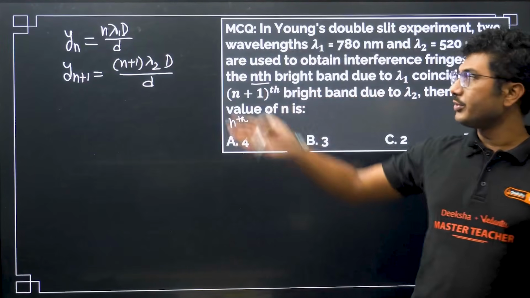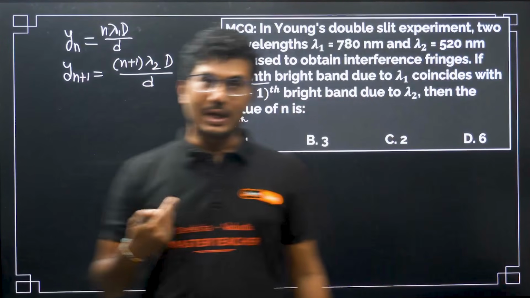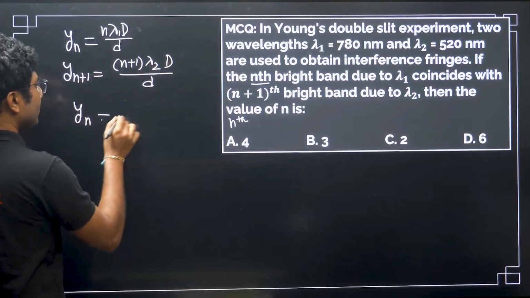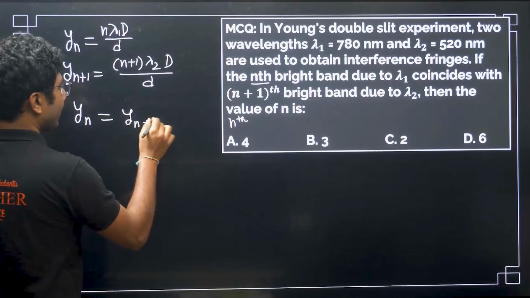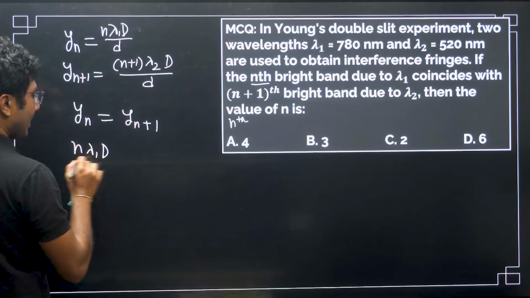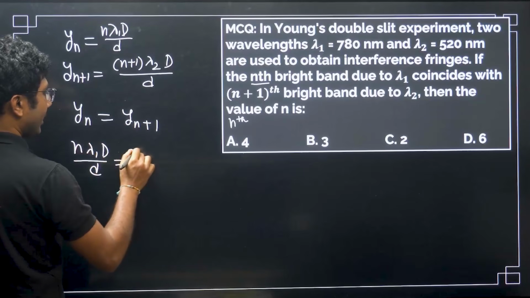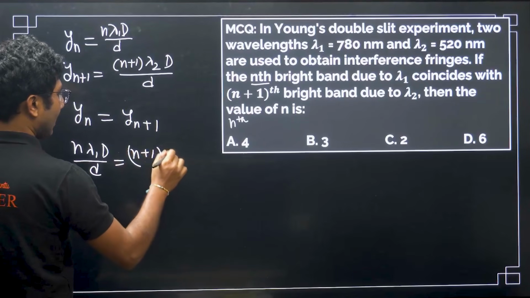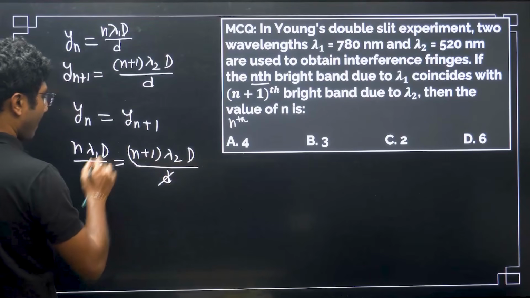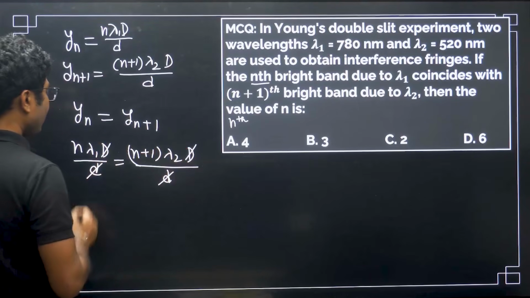Only the position of these two bands are same. So, what is the meaning of that? That means yn must be equal to yn plus 1. Now, put those values: n lambda 1 D by d equals (n plus 1) lambda 2 D by d. So, everything will cancel and you have to just put the values.